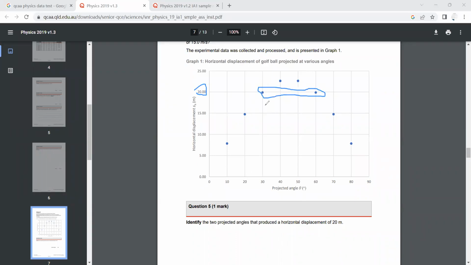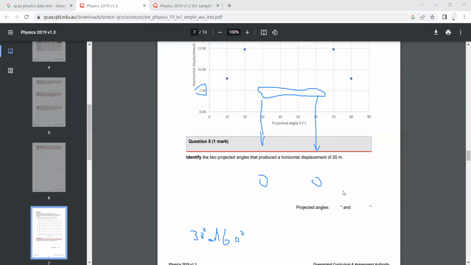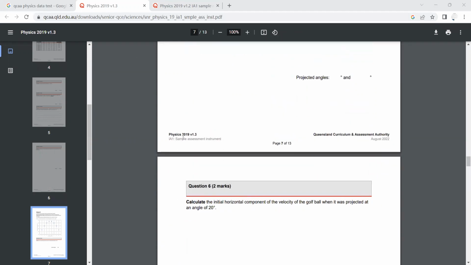These two angles produced the horizontal displacement of 20 meters, which are 30 and 60 degrees. So it's 30 and 60 degrees. Just put 30 and 60 there, it'll be fine.